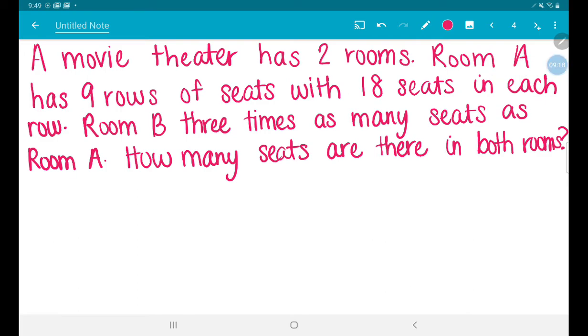Room A has 18 seats. It has 9 rows of seats and 18 seats in each row. And then B has 3 times as many. This time I'm not going to use my earring.